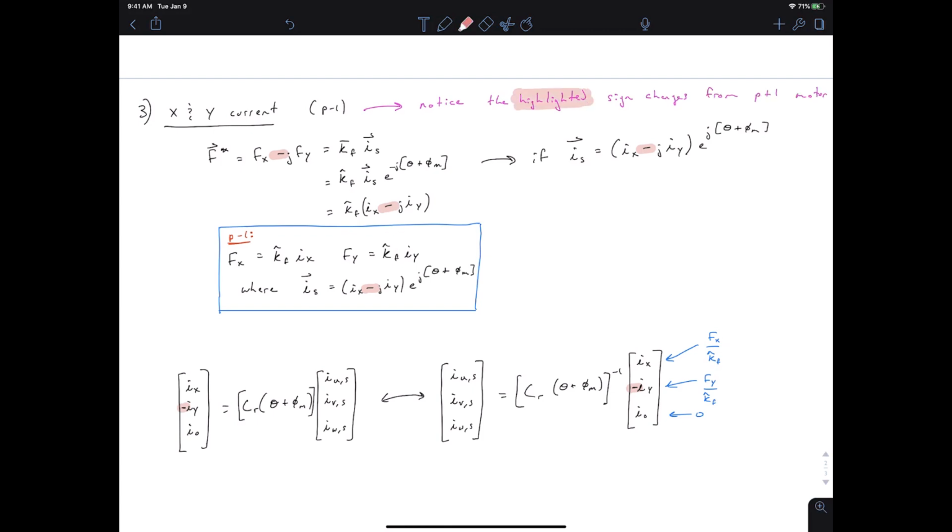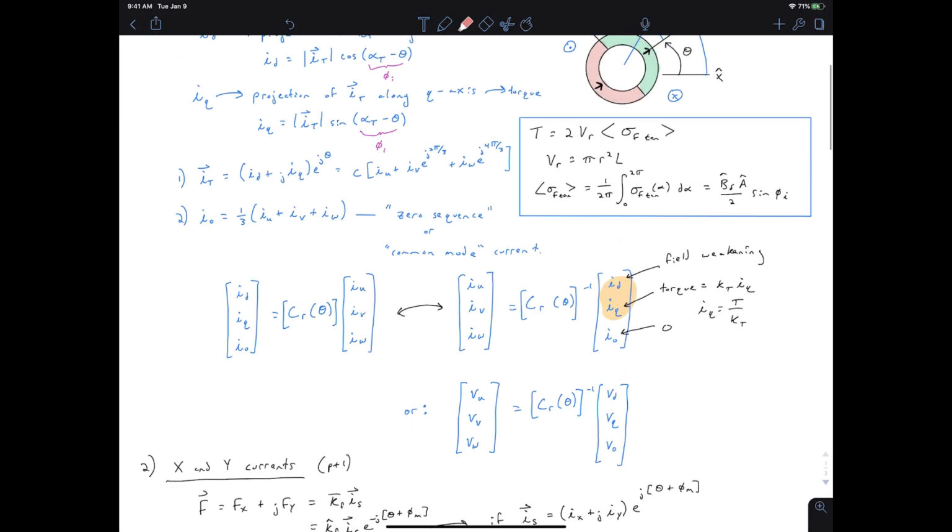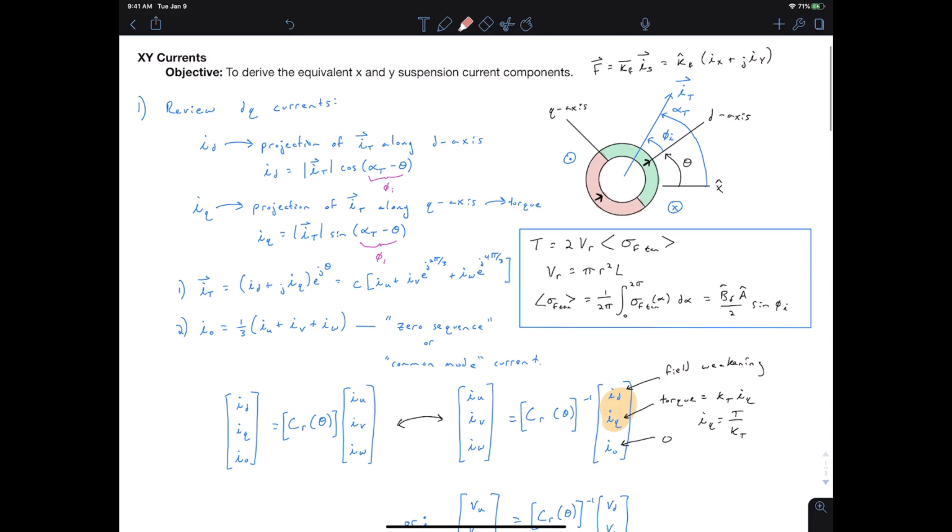So that concludes this video. In this video, we have derived the equivalent x and y suspension current components. We've done this by first reviewing how torque is produced from D and Q current components, which we obtain by decomposing our torque current space vector into these D and Q components that rotate with the direct axis of the motor.